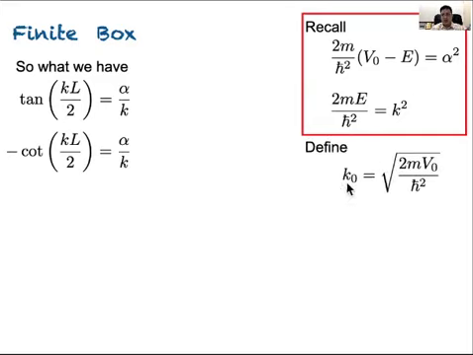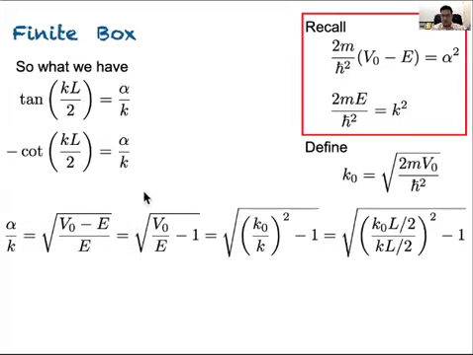Okay, now I can define k0. My k0 is 2m divided by h cross square times v0, and then I can take the square root. So my k0 is the square root of 2m v0 divided by h cross square. Then I can say that k0 square minus k square is equal to alpha square, because k square is this quantity. Okay, so I'm trying to represent my alpha over k from this equation, that it's the square root of v0 minus e divided by e. I can simplify the whole equation and rewrite it into this following function.